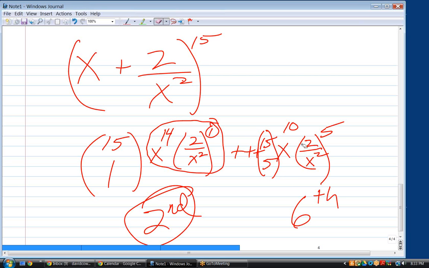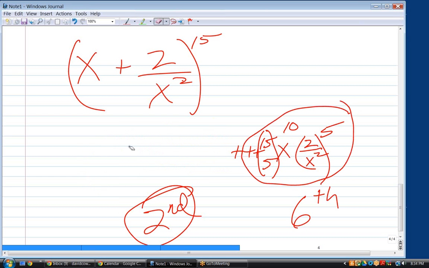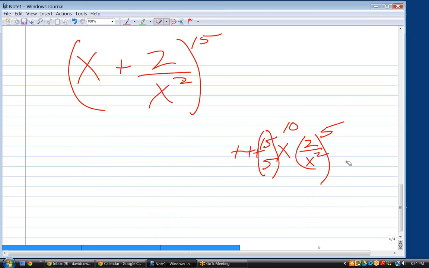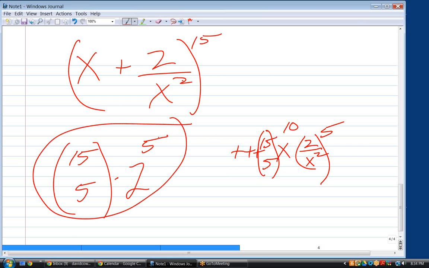Okay? So this is our constant. Now we just have to figure out what it is. Well, let me erase everything else. At least I'll erase all this part, because we figured out which term it had to be. So the constant itself is going to be what? Let's give the answer. 15 choose 5 times 2 to the 5th. That's the constant, exactly.